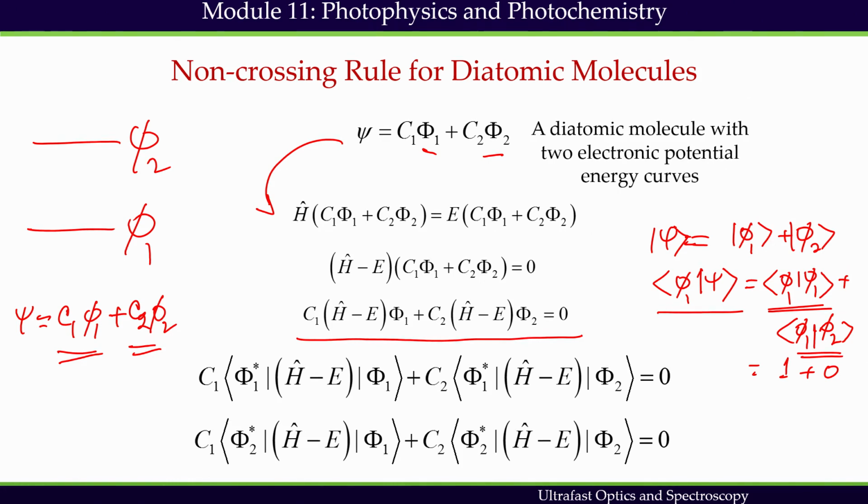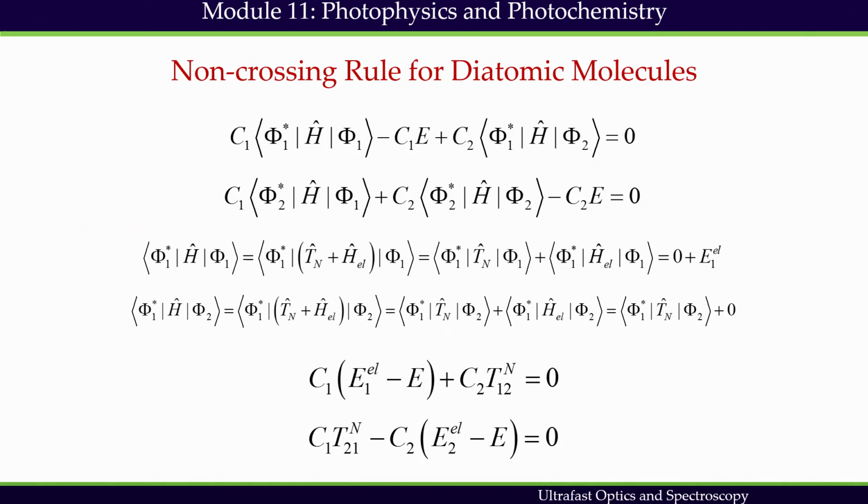So here we are doing the same thing. In this step we are multiplying with phi 1 star, and in the next step we are multiplying by phi 2 star. If we reduce that further, we get this expression, and it's easy to follow. Then after this expression, we will decompose the total Hamiltonian into its kinetic component and electronic component. We are separating it. The moment we do that, this integral becomes 0, and this integral gives me E1 electronic energy.